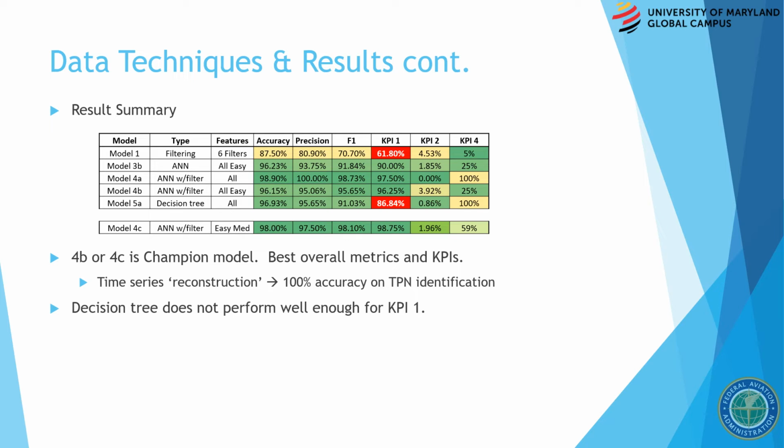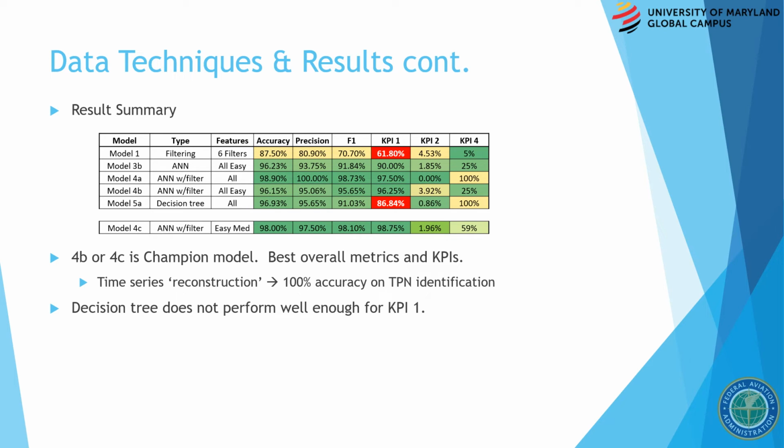So now we get into models 3 and 4, which are all artificial neural networks. These are grouped by the type of features that were used. If I just used all the easy features and didn't filter at all, that's model 3 Bravo. You can see that in most cases that actually met the requirements for the KPIs. The KPI 1 value is 90%, which is a little bit lower than I wanted, but it's still mostly meeting all the requirements.